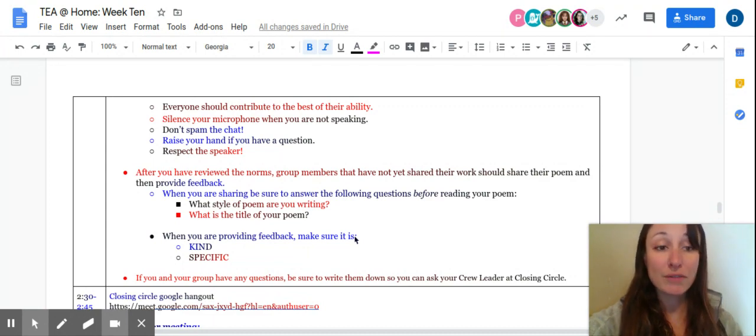For those of you who haven't shared your poem yet and that are sharing today, and today should be the last day, everybody should have shared their poem by the end of your time together today. Make sure that you are telling your group what style of poem you chose to write and what the title of your poem is. And if you have anything in particular that you want feedback on with your poem, then ask them for feedback.